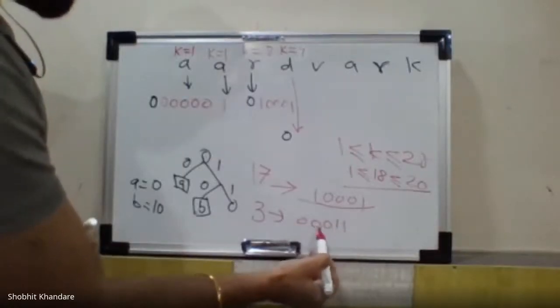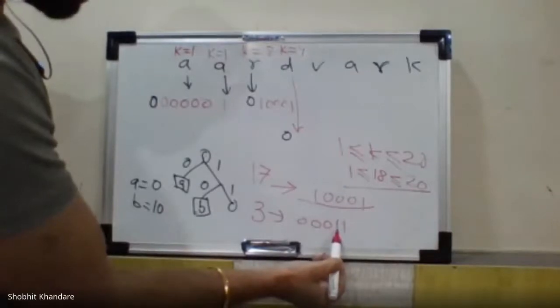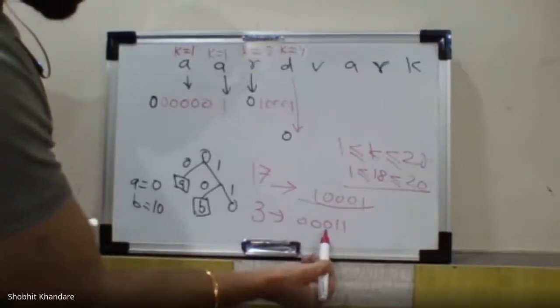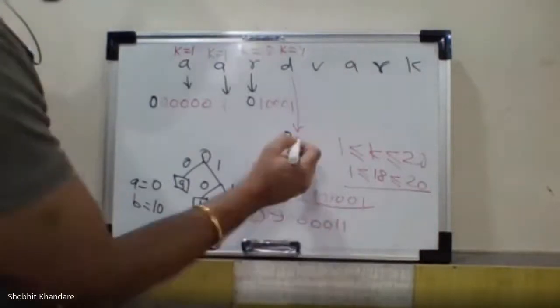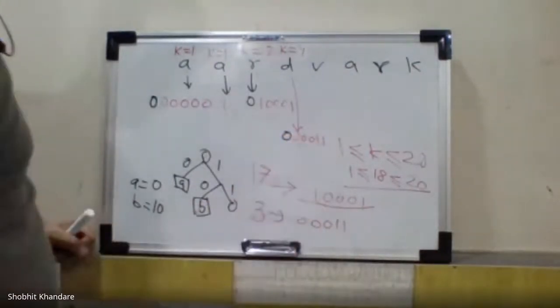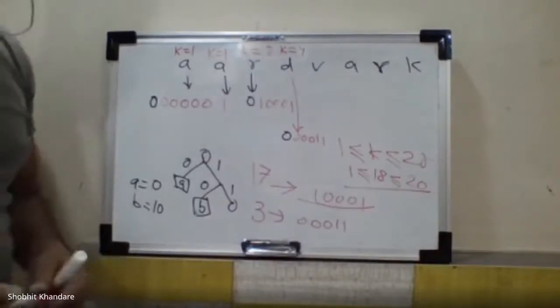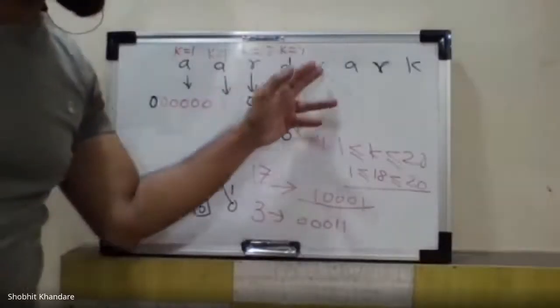So 1, 2, 4, 8, 16. So it is 0 0 0 0 0 0 1 1, so it is 0 0 0 1 1. Am I right? Yes or no? Yes. Sir, the same thing we have to do for the remaining symbols.